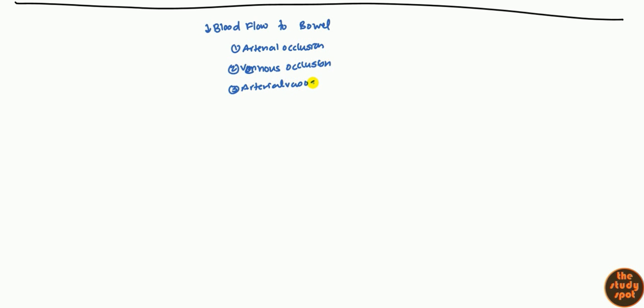So now we've talked about the anatomy, let's talk about the definition of intestinal ischemia. Simply put, this is decreased blood flow to the bowel. And this can arise from three reasons. Either it could be an arterial occlusion, it could be a venous occlusion, or there could be some type of vasospasm, in particular the arterial.